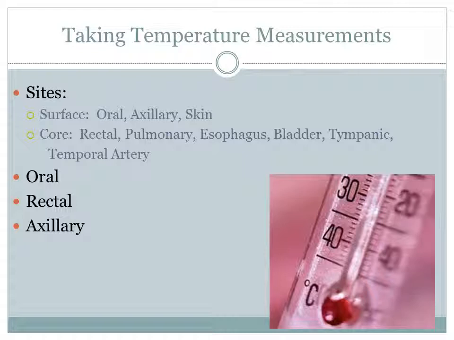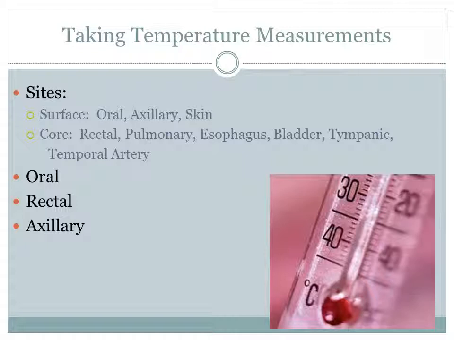But don't make that adjustment when you're recording your temperature. You record the temperature that you obtained, and then you record how you obtained it. So don't make any adjustments in your readings.